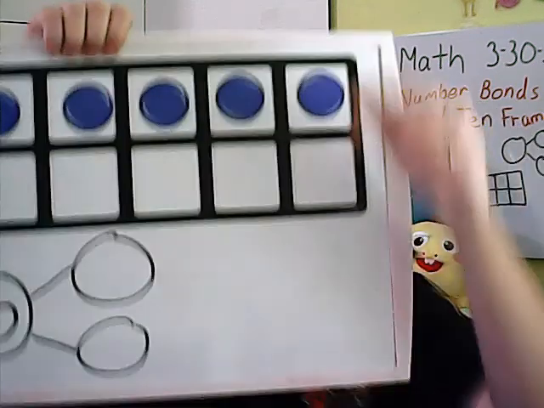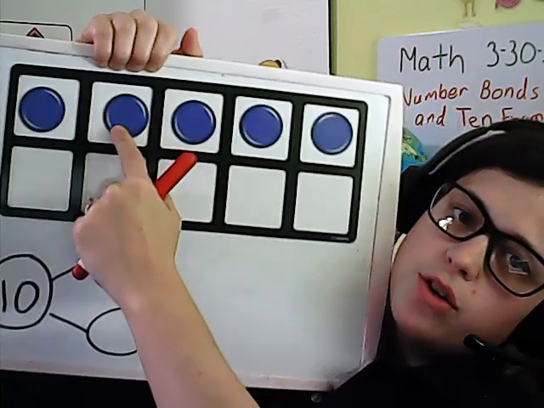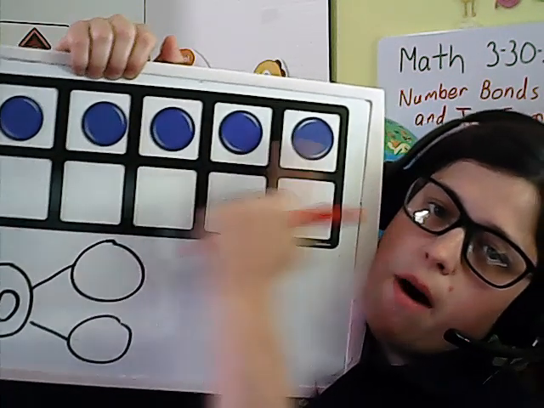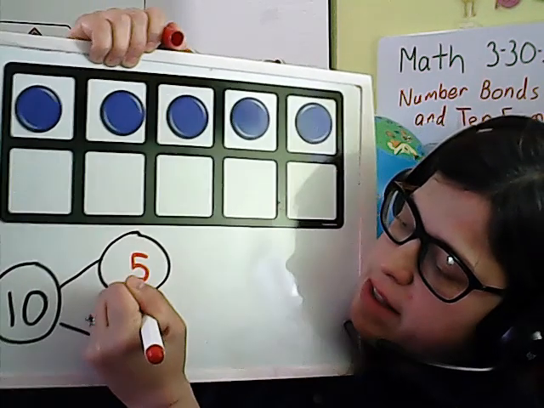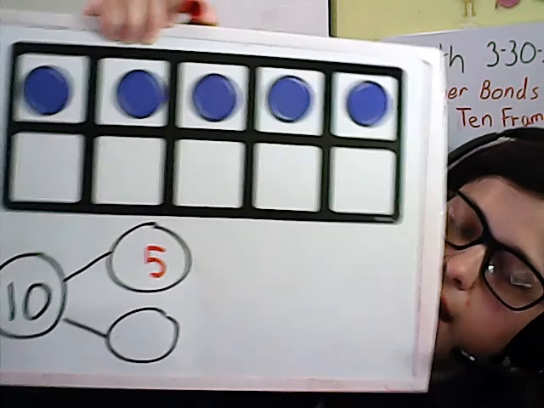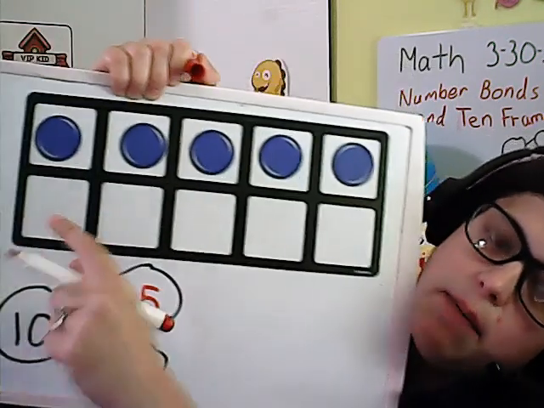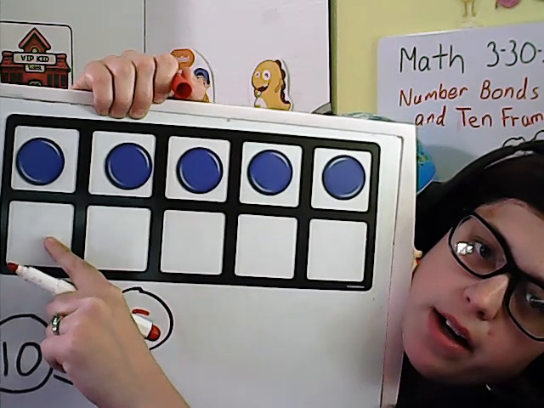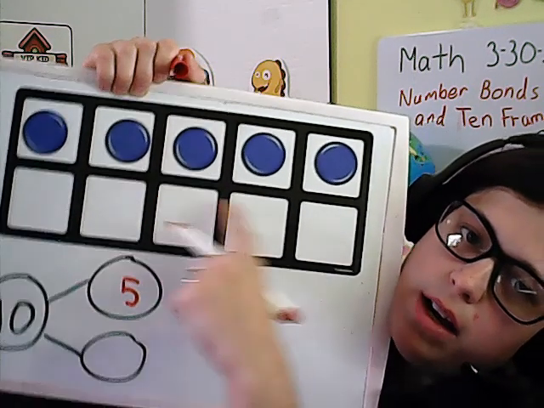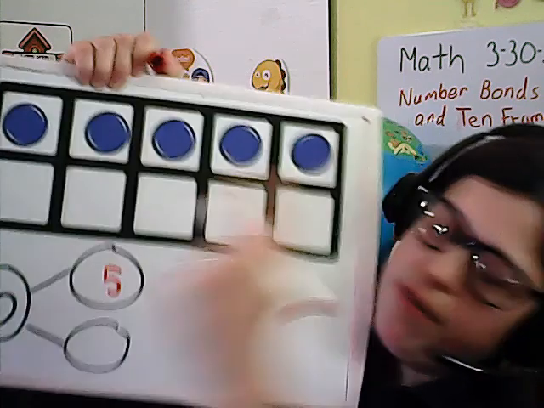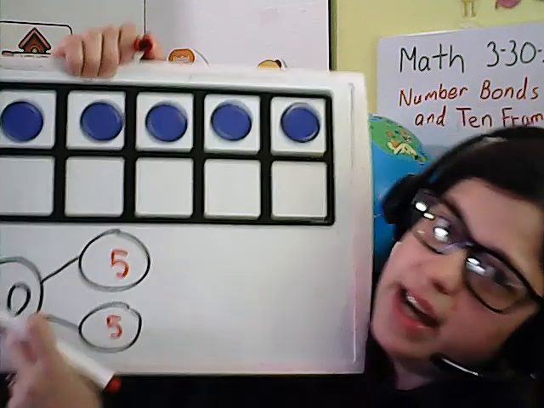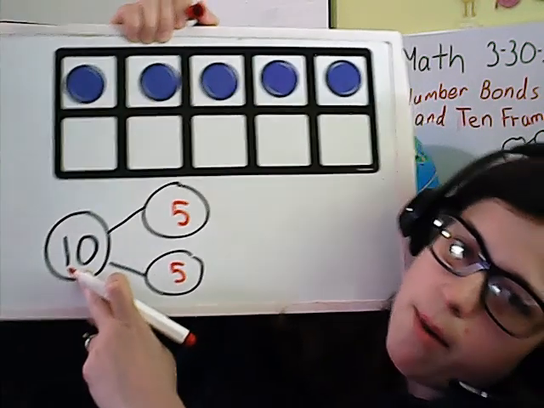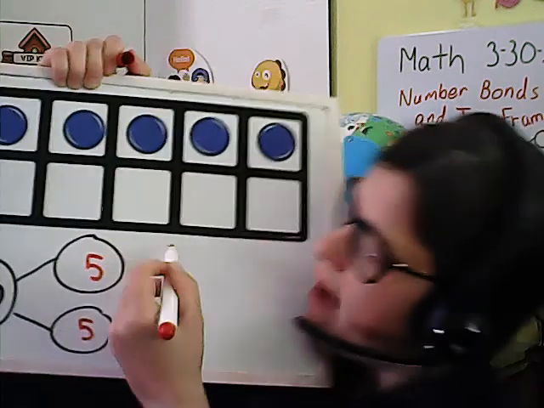Let's count how many are filled. 1, 2, 3, 4, 5. There are 5 spaces filled with counters. Now let's count our empty spaces. 1, 2, 3, 4, 5. So our whole is 10 and our parts are 5 and 5.